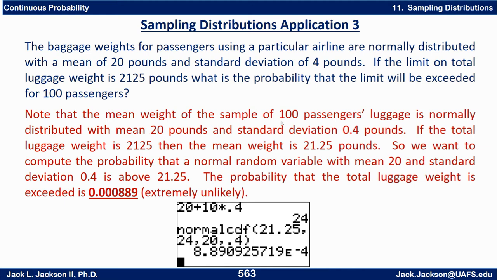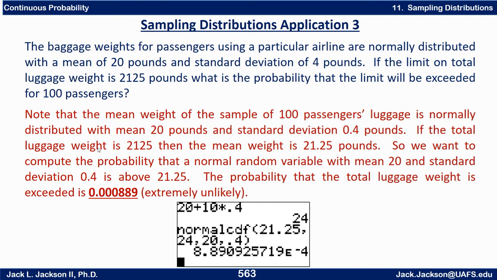Okay, so let's think about this first statement here. Why is this true? Well, if each one is normally distributed with the mean of 20 pounds, then the average of 100 passengers' luggage weight is still 20 pounds, the same as the distribution there. Now, why do we come up with this for the standard deviation? Well, the standard deviation here is 4 pounds for the individuals. We have to divide by the square root of the sample size to get the standard deviation of the X bar values. Okay, so our sample size is 100. The square root of 100 is 10. 4 divided by 10 is 0.4. So that's how we came up with that.